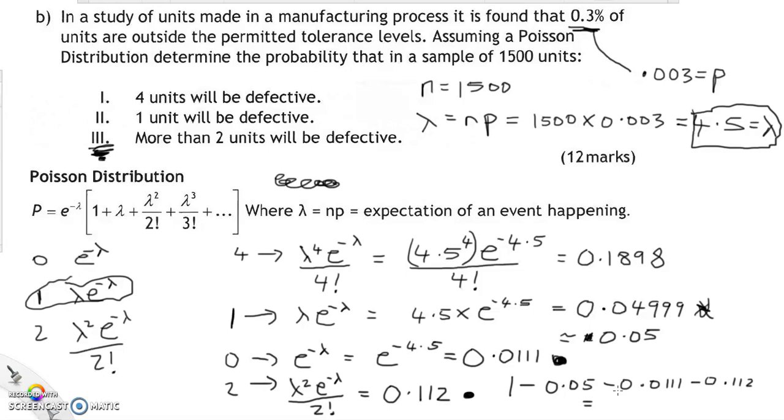So put that through the calculator: 1 minus 0.05 minus 0.0111 minus 0.112, and I get 0.8269. Sorry for the mess. That is the probability out of 1500 that you'll get more than 2 units defective, which is approximately equal to an 83% chance.